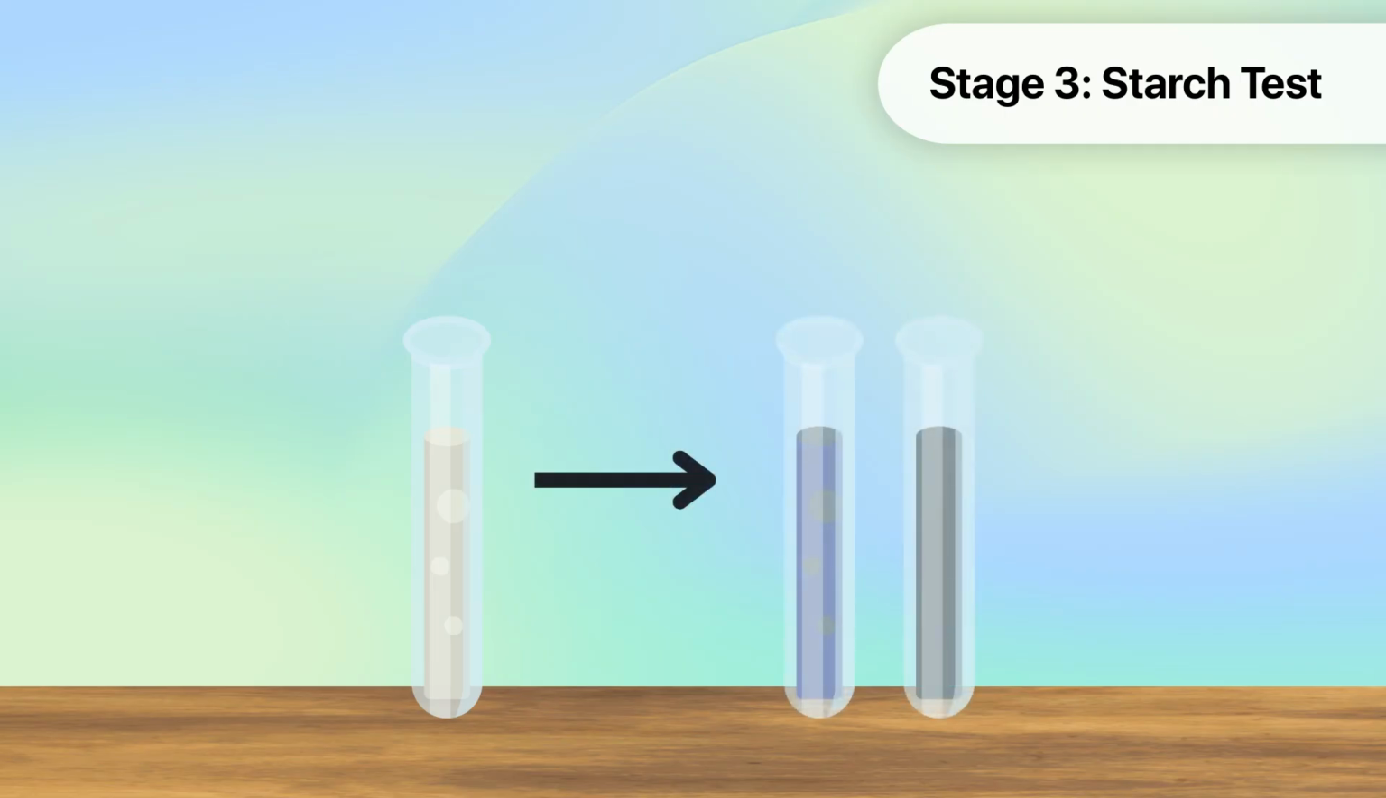If starch is present, the solution will change colour from brown-orange to either blue-black or black. Therefore, we can use iodine solution to check for the presence of starch. Remember to make a note of your results in your lab book.